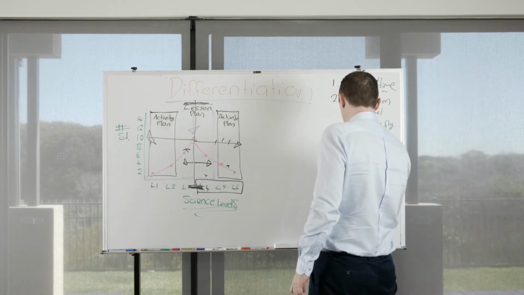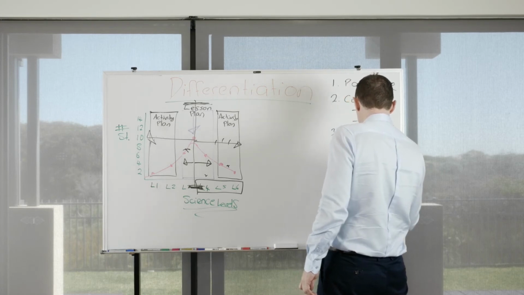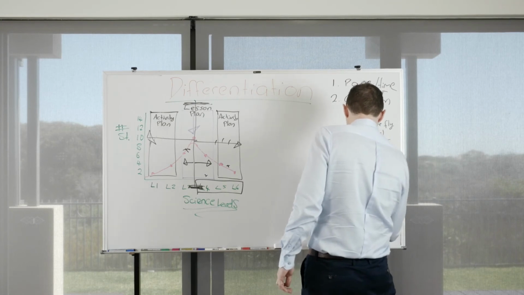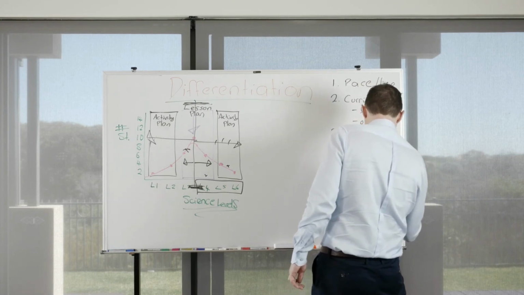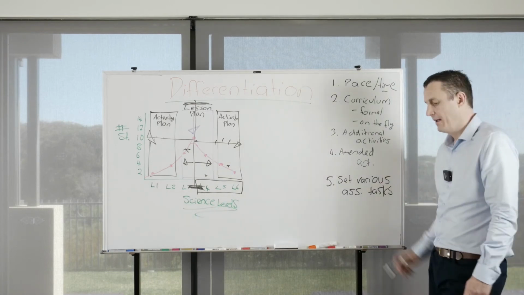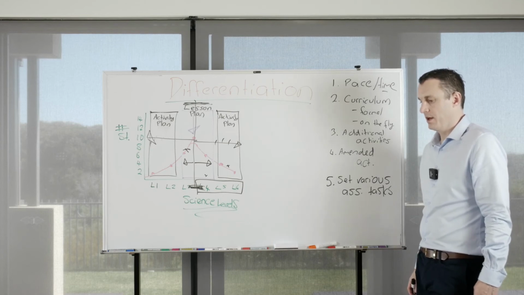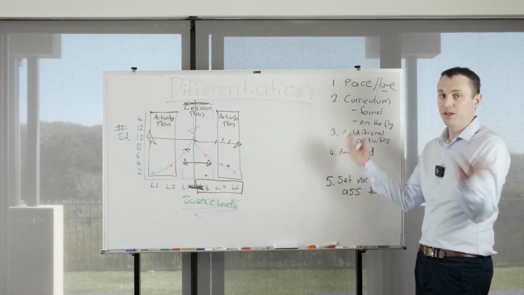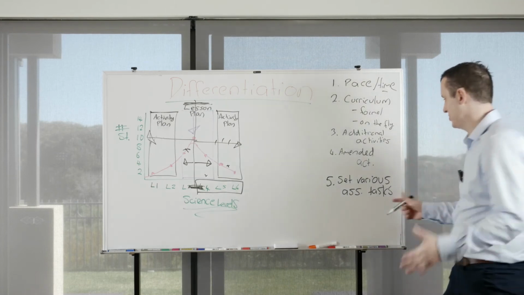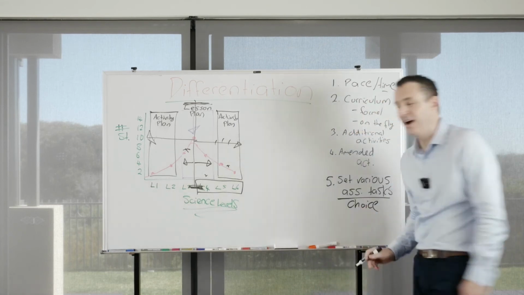Number 5 is set various assessment tasks. So for high school in particular, if you're doing projects or students have to do a speech, you could allow students, actually probably a better way to say that would be choice. So you're providing choice.